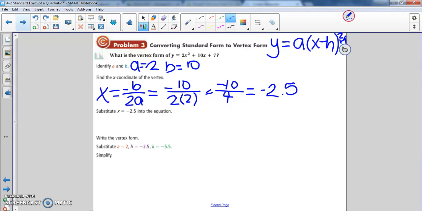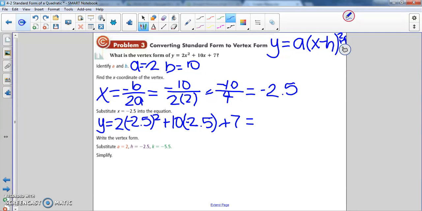We're going to substitute -2 and a half into our equation to find y. So y = 2(-2.5)² + 10(-2.5) + 7. If you put that in your calculator, we get -5.5. So we have our x value and our y value. We're going to substitute what we know into our vertex form. We know that a is equal to 2 from our standard form. We know h, which was our x-coordinate, is -2 and a half. And we know that k, which is our y-coordinate, is -5.5.